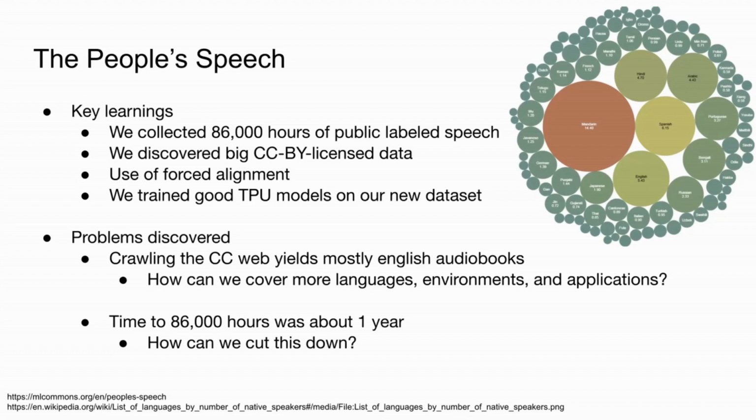So we can actually avoid a lot of manual labor-intensive work to create a data set like this. It's far more efficient to use something like forced alignment than it is to use a human labeling pipeline. You can use a human labeling pipeline.